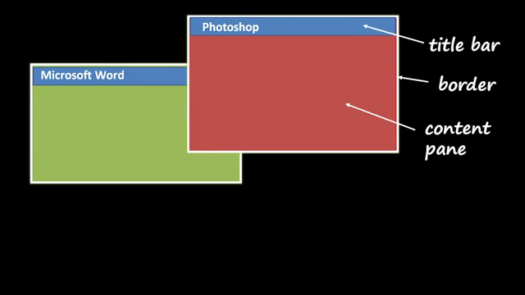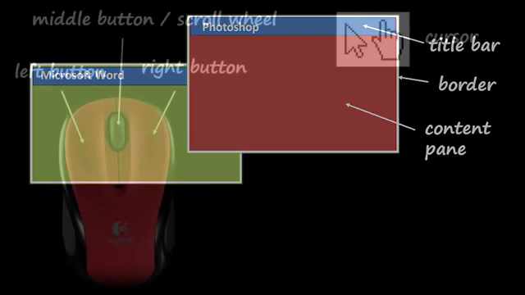And each window has 3 basic components. You have at the top the title bar where it says the name of the program. You have a border around the window, and then you have the content pane, the space where the actual program interface is displayed. So whatever the program wishes to show the user, it gets displayed in the content pane.